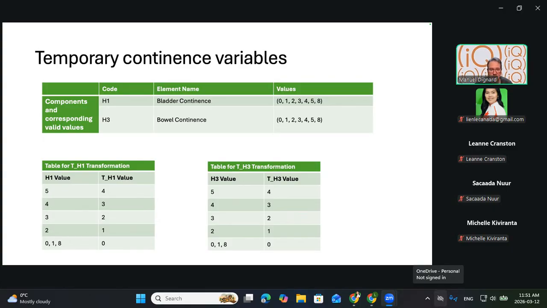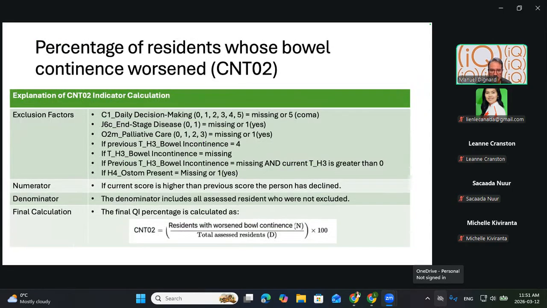So we've reviewed this. We don't need to review them again. It's the exact same as for the improved ones. All right. So we're focusing on residents whose bowel continence has worsened over time. So we're again using those temporary variables. Okay.